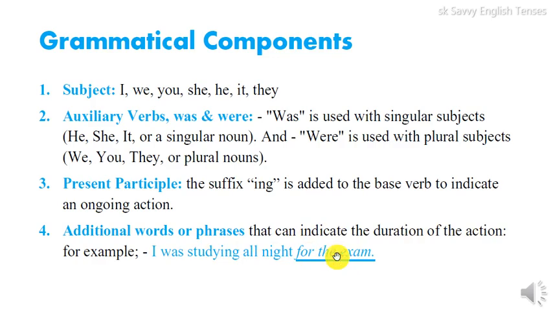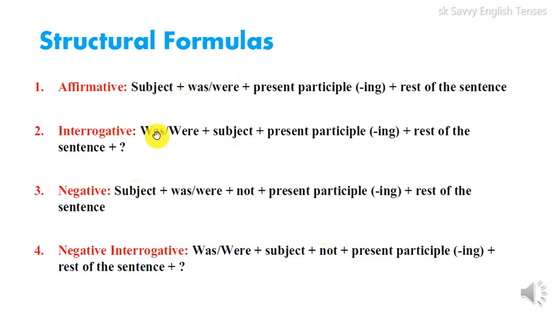Okay, let us discuss the structural formulas in the past progressive tense. Number first is the affirmative sentence, and the formula of the affirmative sentence in the past progressive tense is subject plus was or were plus present participle plus the rest of the sentence. Okay, number second is the interrogative sentence, and the formula is was or were plus subject plus present participle plus the rest of the sentence plus the question mark.